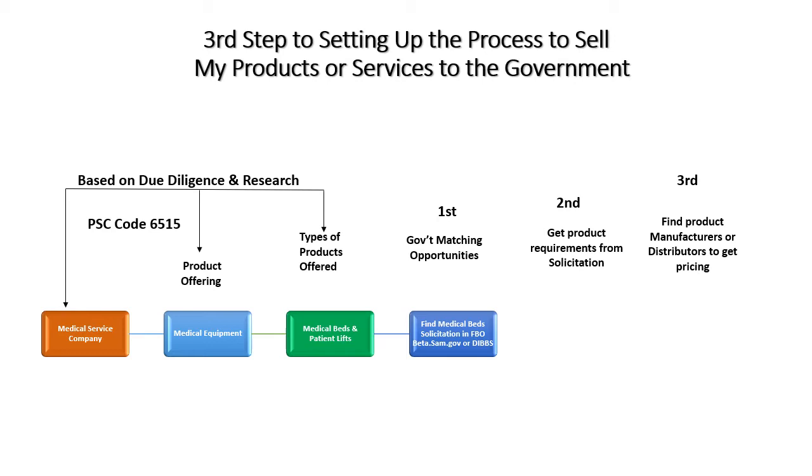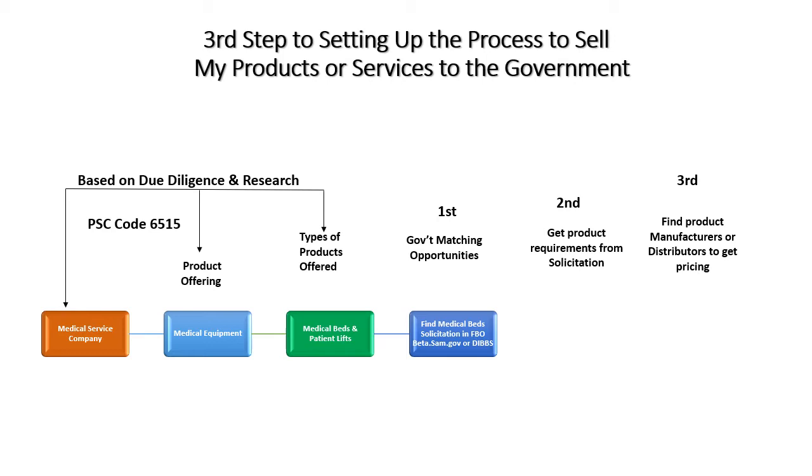How do I find those? I already know how to find those because I found all of these things under my code 6515 because I did my homework. So I know if I want to find opportunities for medical beds and patient lifts, what am I going to do? I'm going to start with 6515, or I could use my NAICS code that matches to medical beds and patient lifts. So I first find an opportunity or opportunities.